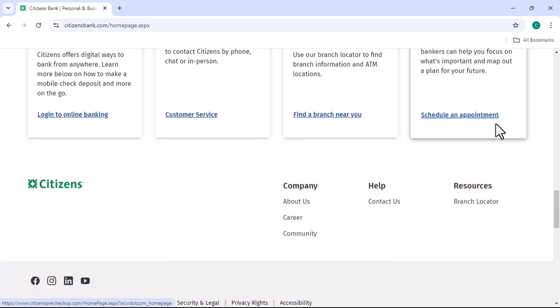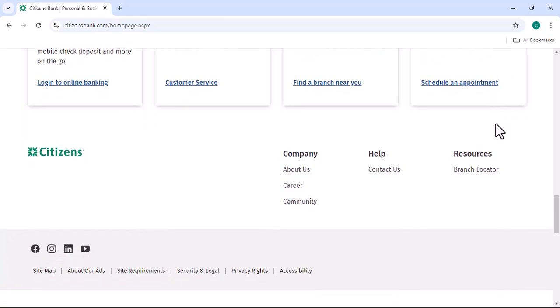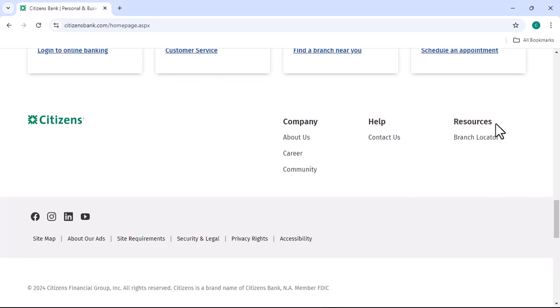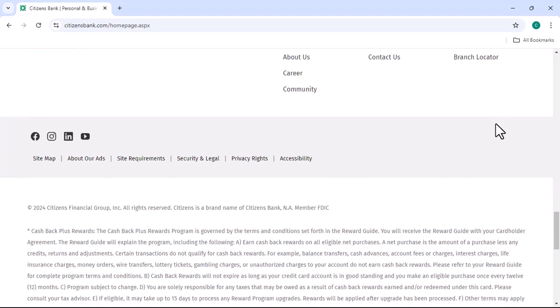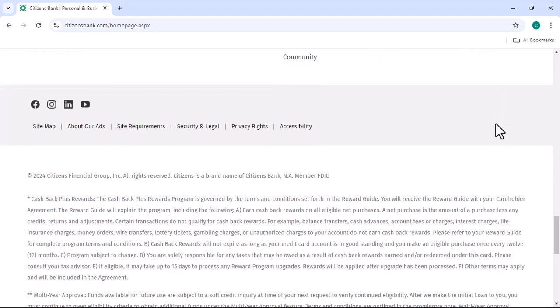Overdraft fees. Overdraft fees are charged when you try to withdraw more money from your account than you have available. These fees can be very expensive, so it's important to be aware of them and to avoid them if possible.